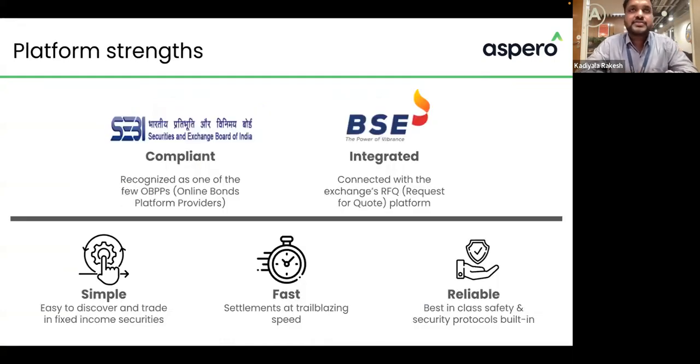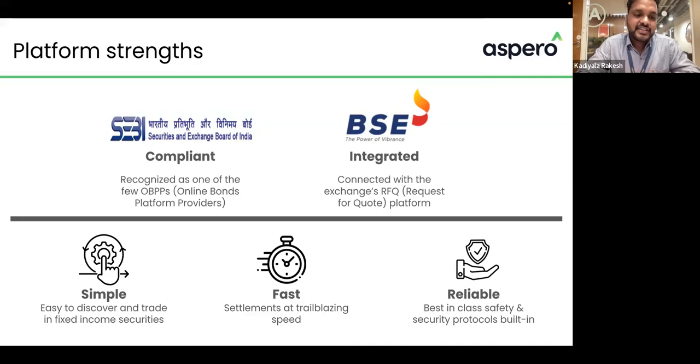Coming to the platform side, currently in India there are very few online bond platform providers, and Aspro is one of them. We have a SEBI OBP license and we are SEBI compliant. This platform is integrated with the BSE RFQ mechanism, so whatever trades you place on the platform will get reported on the exchange directly, and the same day the securities will be transferred to your client's DP.